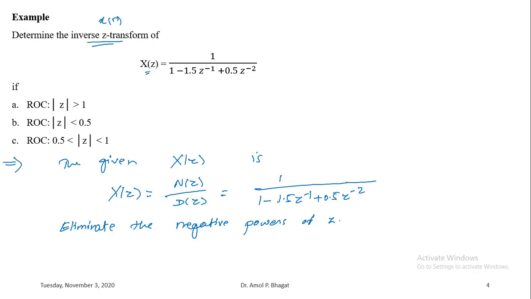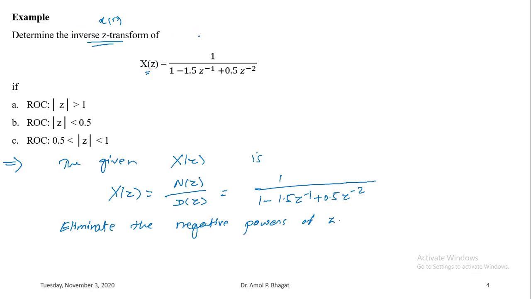So if you take z to the power minus 2 common from the denominator, so in denominator you will get z square minus 1.5 z plus 0.5. So that z to the power minus 2 you can send in the numerator, so it will be z square, okay? Or you can say that we are multiplying in numerator and denominator by z square, okay? And the same thing, right? So I'll directly write down here the X of z, okay?